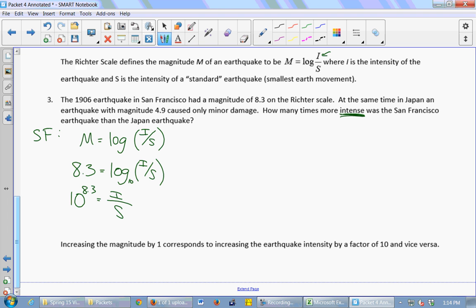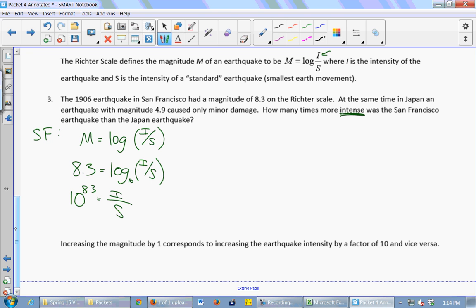So when you have a log equation, the key to solving it is to get rid of the log by changing it to an equivalent exponential equation. So the base on the log is the same as the base in the exponential, and then the 8.3 and the I over S kind of trade places. And then if I want to get I by itself here, what's the last thing I have to do? Multiply by S. Okay, so I in San Francisco is S times 10 to the 8.3.